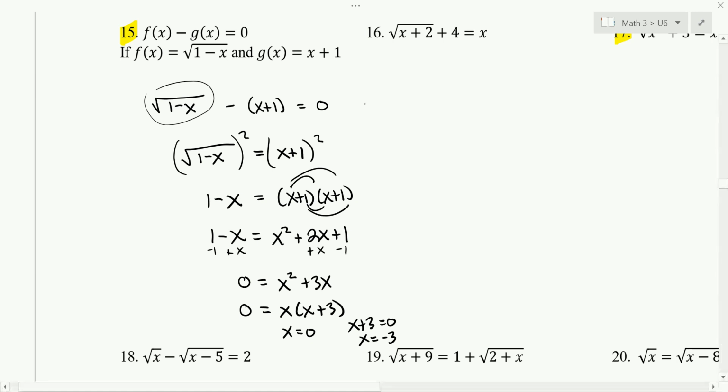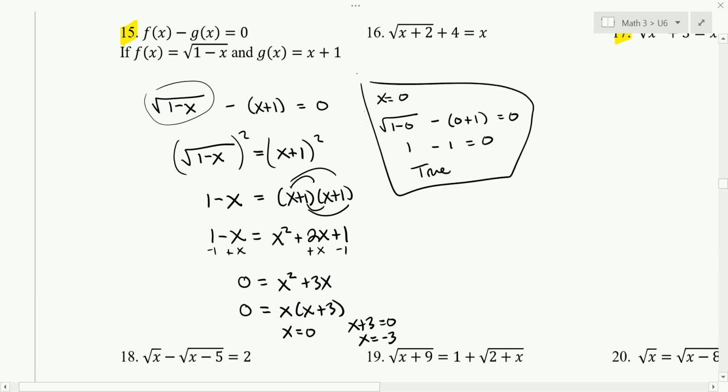So if we let x equal 0, we would get the square root of 1 minus 0 minus 0 plus 1 is equal to 0, which is true because 1 minus 1 is 0. So we keep x equals 0.